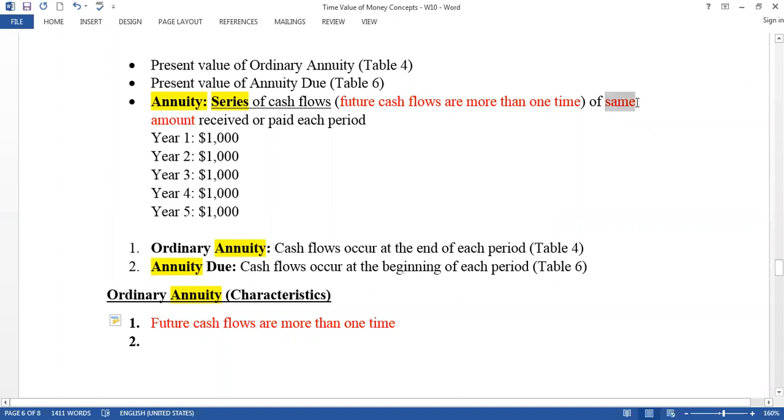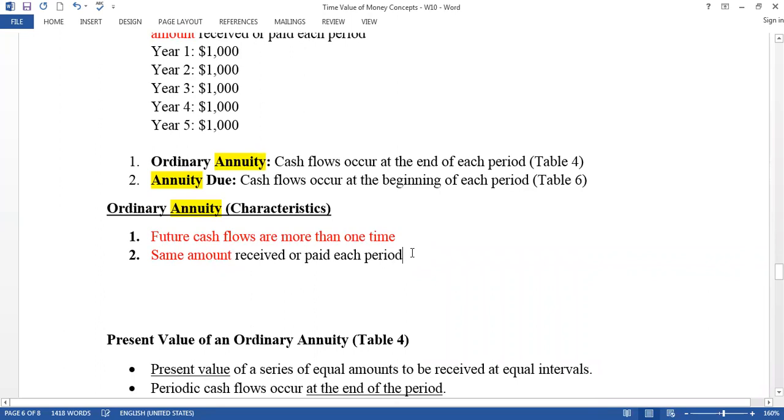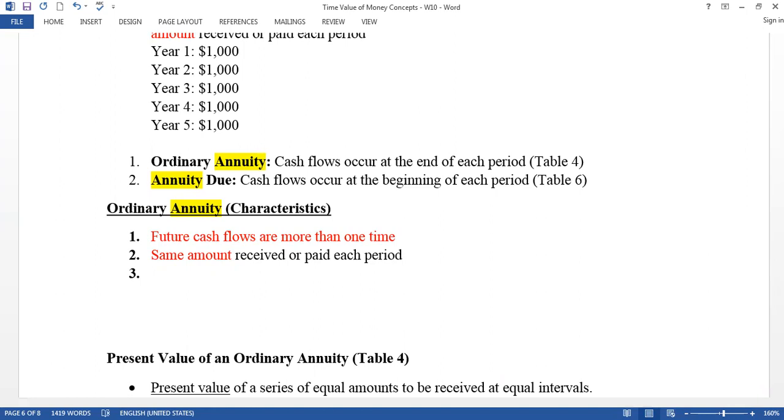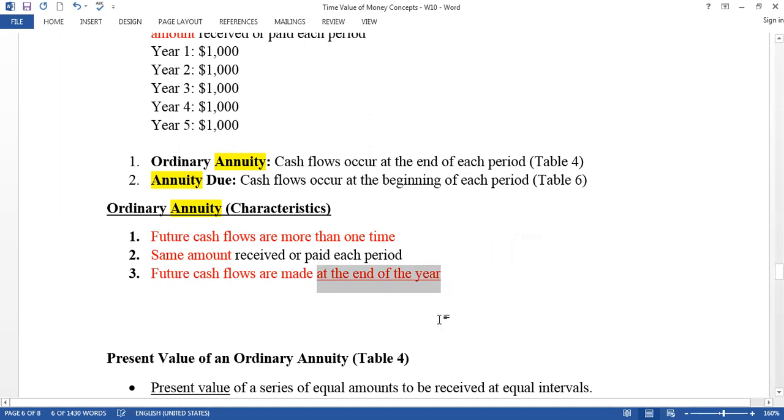The second characteristic: the same amount received or paid each period, each year. Then the third characteristic: future cash flows are made at the end of the year. This is another keyword. Future cash flows are made at the end of the year.